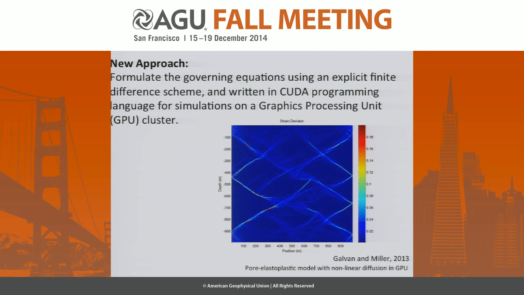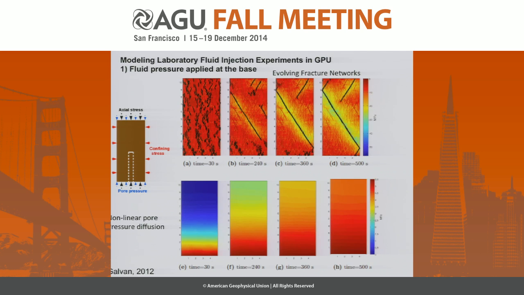Now, the approach that we're taking is to basically start from scratch and reformulate the governing equations in explicit finite difference scheme written in CUDA and set up for the graphics processing unit type cluster. So these are some results from a pore-elastic-plastic model with nonlinear diffusion in GPU. The advantage of GPU is that you can get higher resolution, faster computational times than you have with normal problems where you have to invert the large matrices.